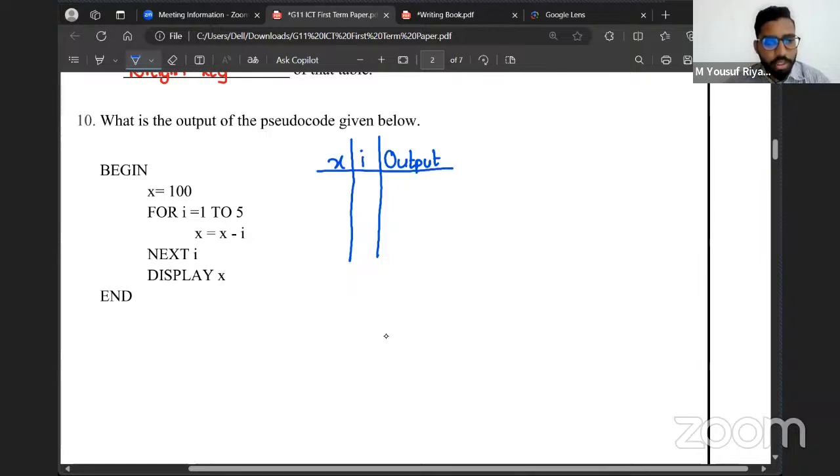Next, first question there, first instruction they mentioned x equals 100. So on x, I'm going to write the value as x is going to be 100. Then we have for I equals 1 to 5, and they are given a task to do.